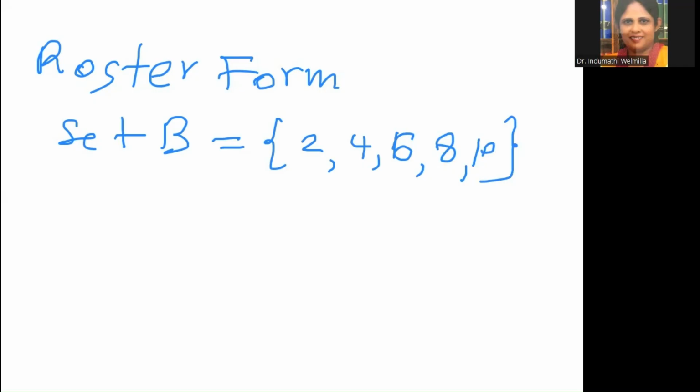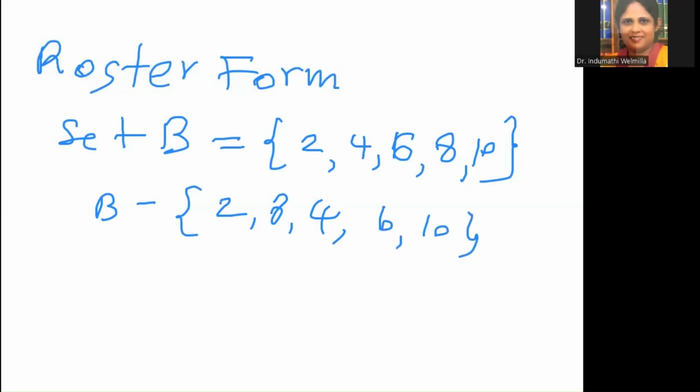In roster form, the order of the elements of the set does not matter. For example, the set of the first five even numbers can also be defined as B equals {2, 8, 4, 6, 10}. No order, right?